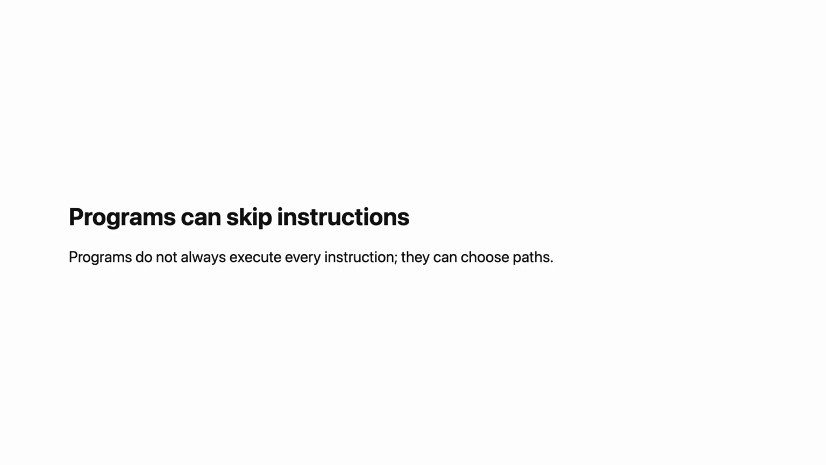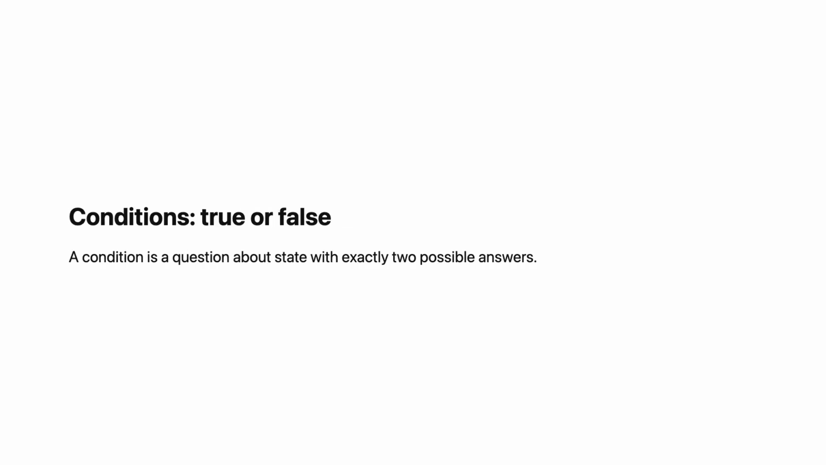Is x greater than 10? That is a condition. The answer is either true or false, depending on the value of x. Is the user logged in? That is a condition. Either they are or they are not. Is the list empty? That is a condition. Either it is or it is not. Conditions are questions about the code. You look at the state, you ask the question, and you get an answer, true or false.